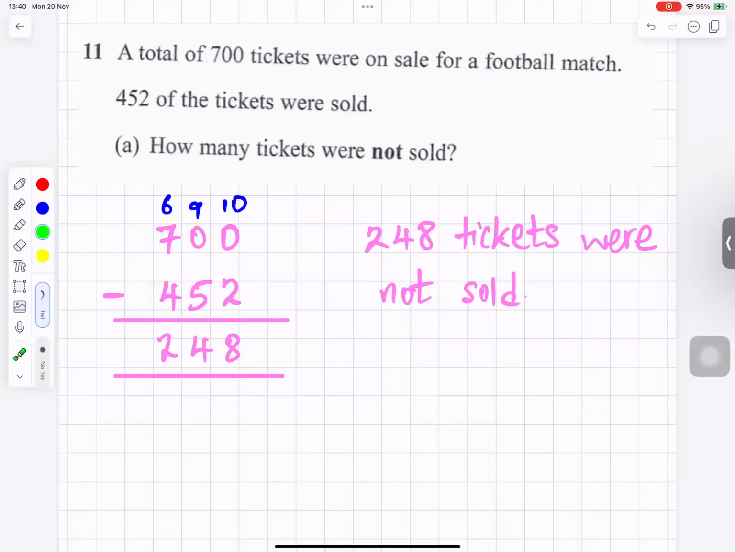9, and then this becomes 10. 10 take away 2 is 8. 9 take away 5 is 4. 6 take away 4 is 2. So 248 tickets were not sold.